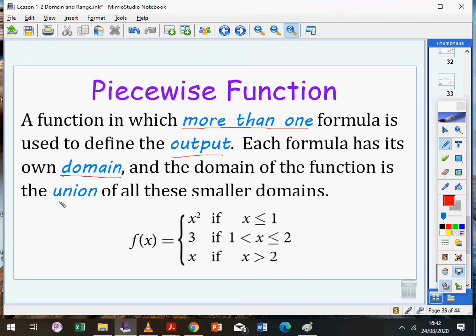I hope you can see from this one that this function has a different formula for the output when x is less than 1. Then between 1 and 2, it has a different formula. And then from 2 onwards, it also has a different formula. What does this look like? Let's see on this graph.